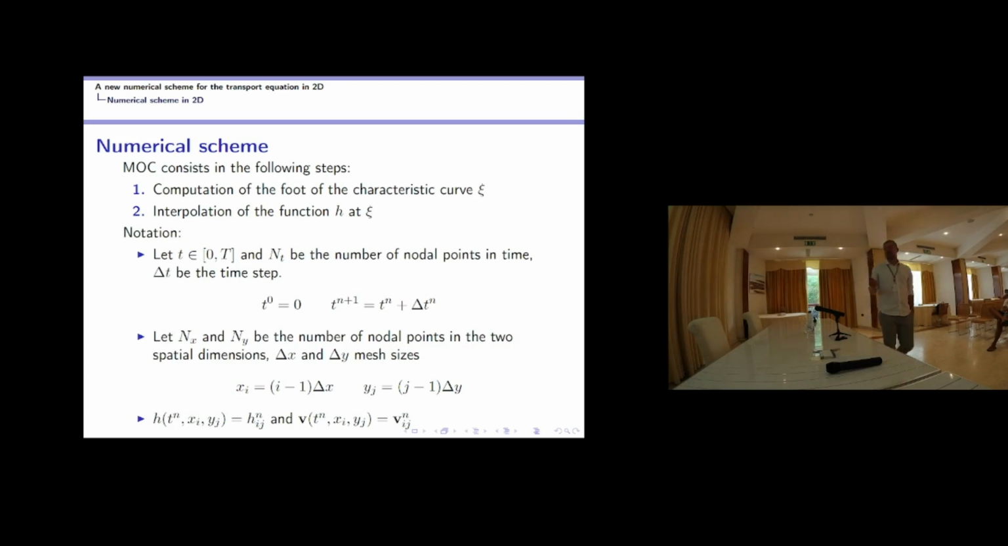Now a little about notations. So t will be between 0 and capital T, which is the final time, and nt is the number of nodal points in time, and delta t is a time step. Also in spatial variables we have nx and ny, the number of nodal points, and delta x and delta y mesh sizes. Here is the short notation of function h and the velocity field in nodal points.